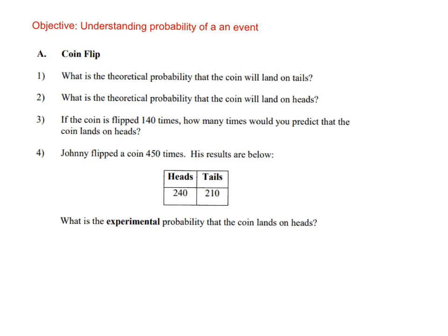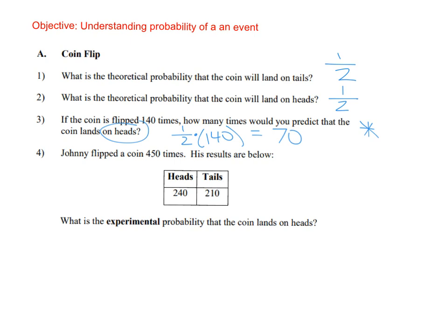I honestly think you guys can all do all of these. These are not that hard. What is the theoretical probability that the coin will land on tails? Well, like we said, that's 1/2. What is the probability of it landing on heads? Again, 1 choice out of 2. All right, so now we're getting a little harder. If the coin is flipped 140 times, how many times would you predict the coin lands on heads? Well, if heads is 1/2 times 140 flips, we should get 70. So that's a really common question where they want you to predict.